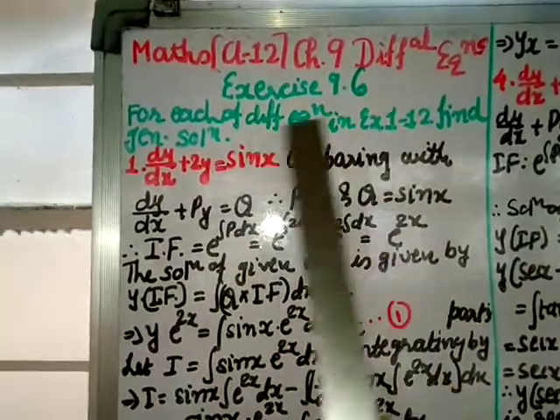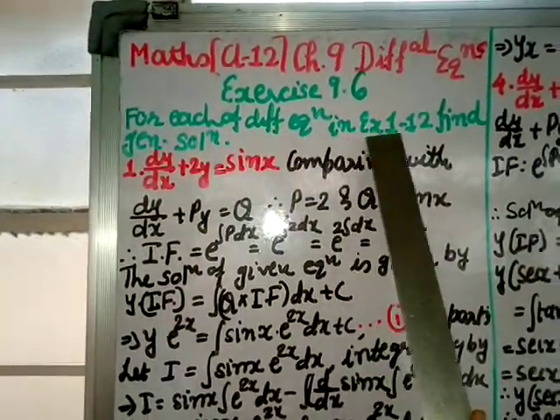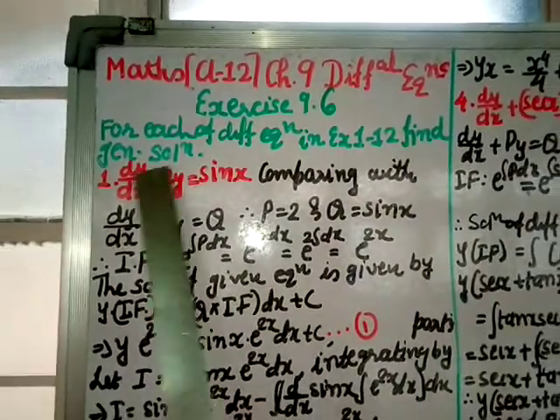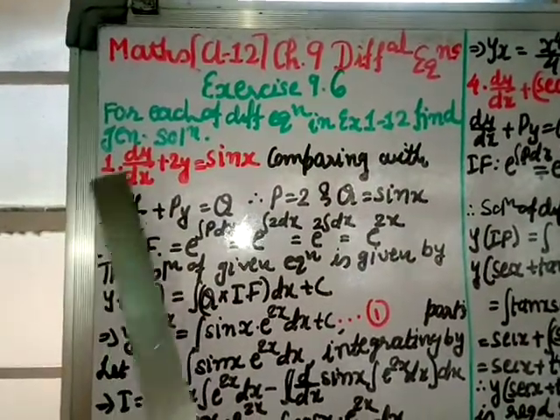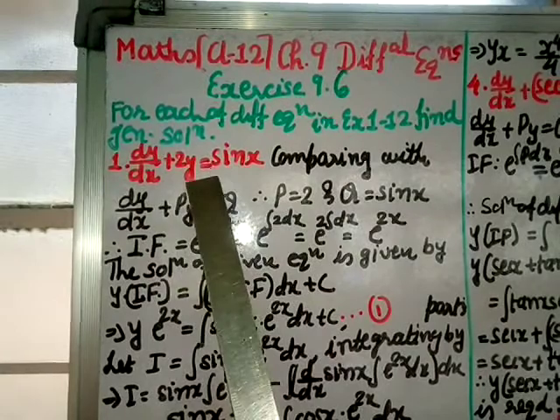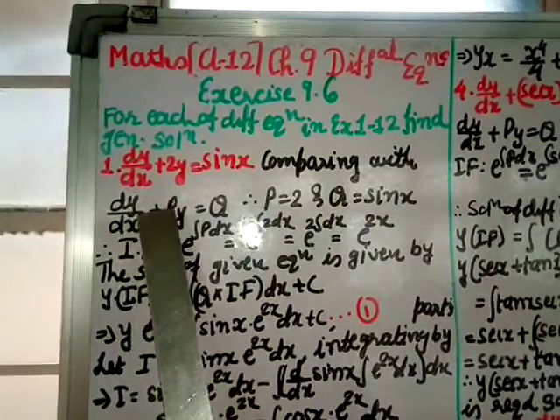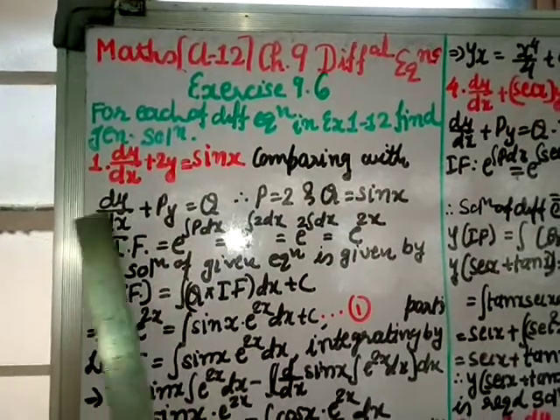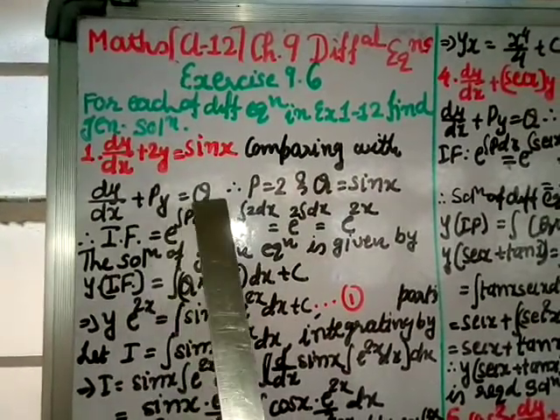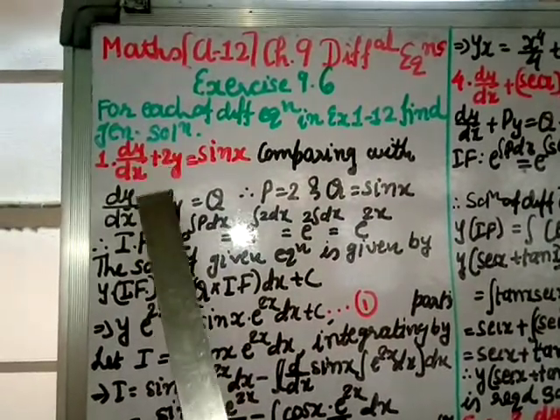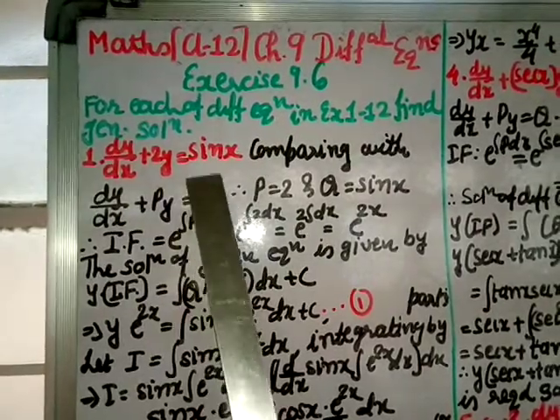Exercise 9.6. For each of the differential equations in exercises 1 to 12, find the general solution. Number 1, dy/dx + 2y = sin x. Now we have to compare this with the standard first order linear differential equation, dy/dx + Py = Q. When you compare here, P is equal to 2 and Q is equal to sin x.